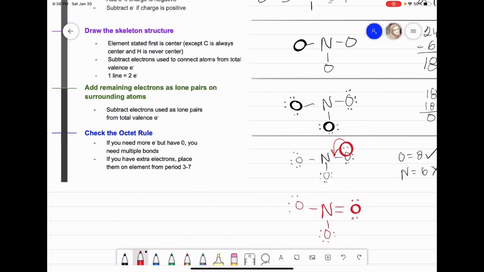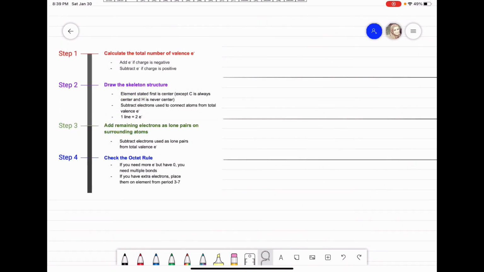Okay, so now if you were to look at it, nitrogen has 2, 4, 6, 8. So it has 4 lines, which is 2 each. That's 8. This oxygen has 2 lines and 2 lone pairs, so that's 8. So all of them have 8. And if you have something with a charge, you need to draw brackets around it and then the charge on the outside. So then this structure is done. Everything has 8 and you're good.